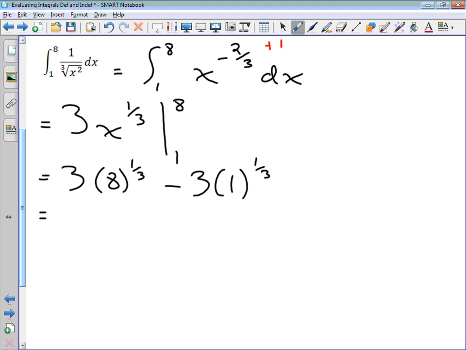Okay, what is 8 to the 1/3? Cube root of 8 is, Daphne, 2. So we're going to have 3 times 2 here, which is 6 minus 3. So this evaluates to 3. Okay, definite integral, our answer is always a single number at the end.